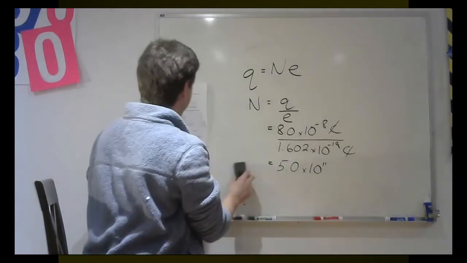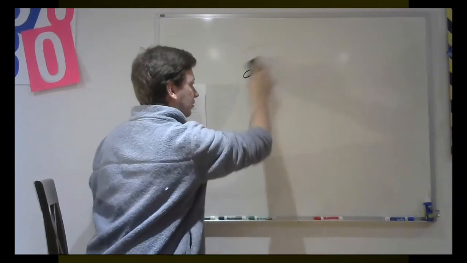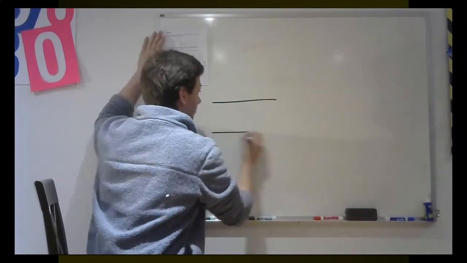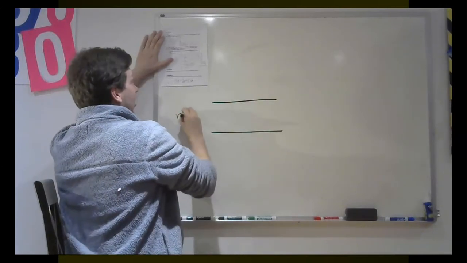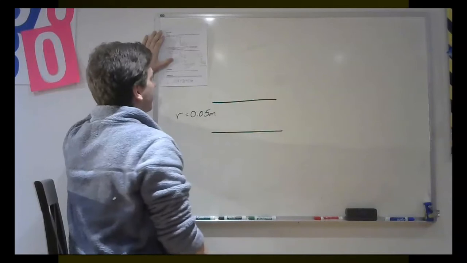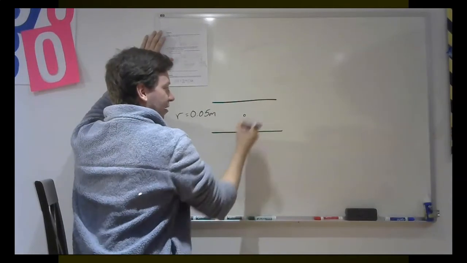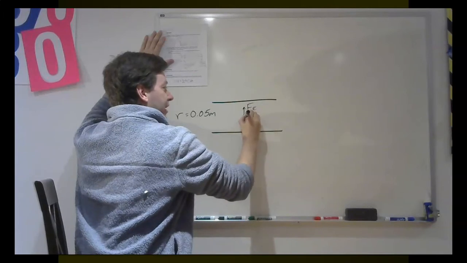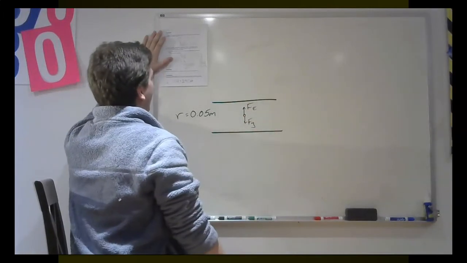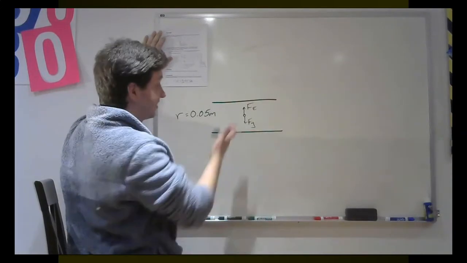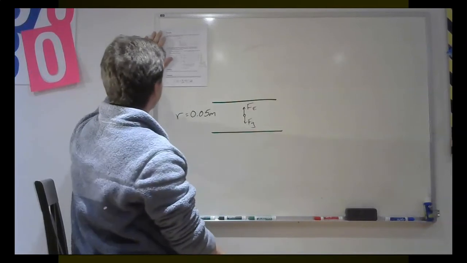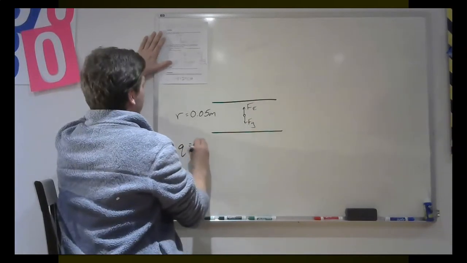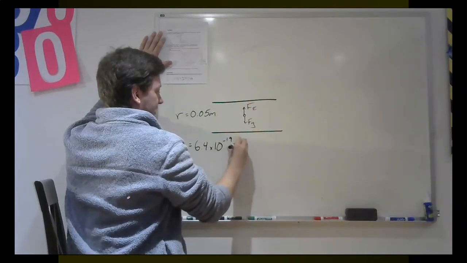Not so bad. Let's move on to the second question. Second question says, two large horizontal metal plates, let's draw this, two metal plates, separation distance R of 0.05 meters, and we have a small plastic sphere suspended halfway between. The sphere experiences an upwards electric force, and of course a downwards gravitational force. And since it's suspended, that means it's levitating in place, so those two forces are equal and opposite. Part A, what's the charge on the sphere? Sorry, the charge on the sphere is 6.4 times 10 to the minus 19 coulombs.